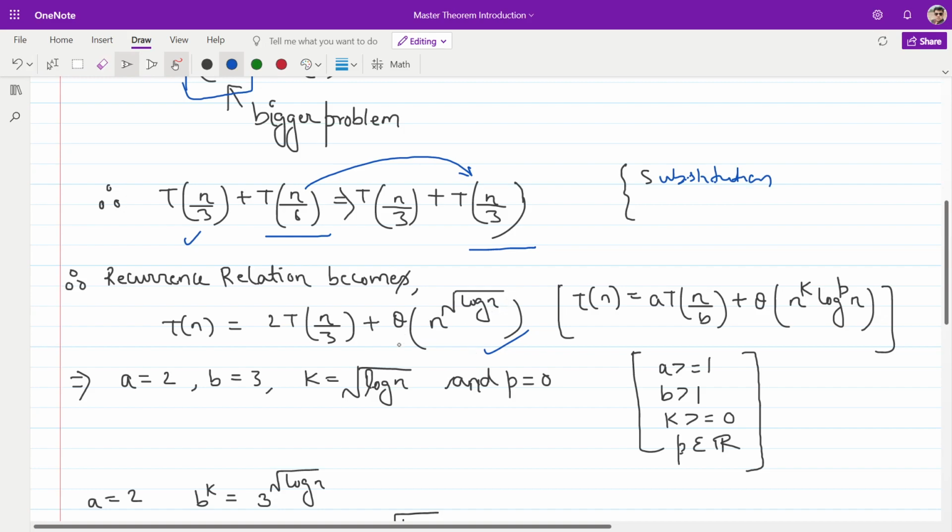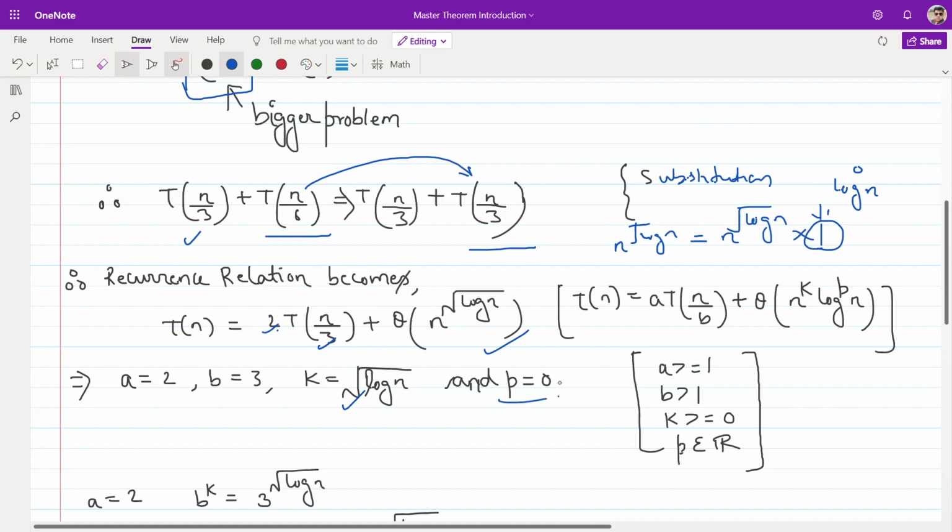Now if I compare this equation with the standard form, we can get the values for the coefficients a, b, k and p. By direct comparison, we find that the value of a is equal to 2 and the value of b is equal to 3. In the standard form, n is raised to the power k. In this case, the value of k will be equal to root of log n, and n raised to the power root log n is multiplied by 1. Instead of 1, I can write log n raised to the power 0. That means the value of p will be equal to 0.